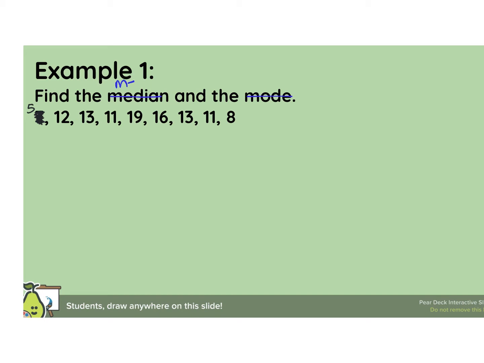But we're gonna find the mean and we're gonna find the range, okay? So let's do the mean first, which is the average. So we need to add all these numbers together. And I'll just do the math in my head that I can. So 5 and 12 make 17. 13 and 11 make 24. 11 and 8 make 19. 16 and 13 make 29. And then we have another 19.